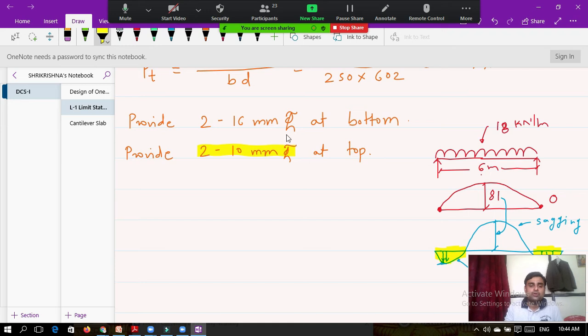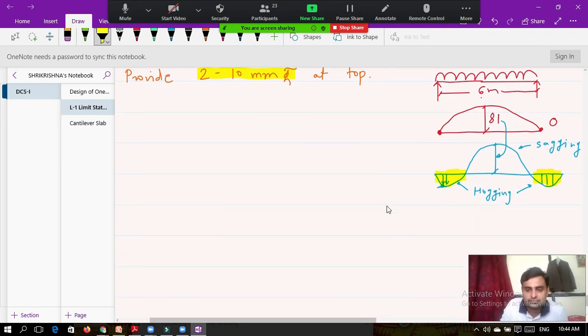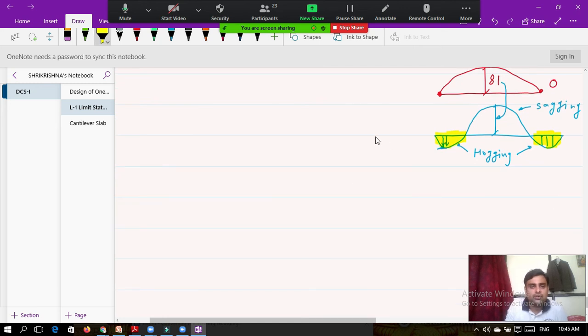Okay, so now after this we will take the check for shear. The next thing is check for shear. We have to check what the shear force is and all these things. So, check for shear.